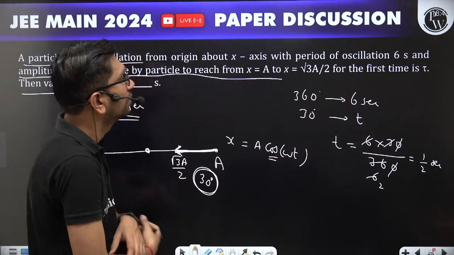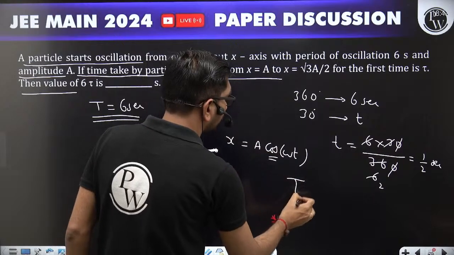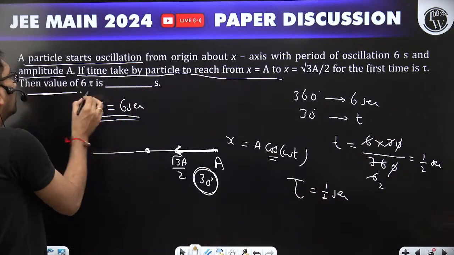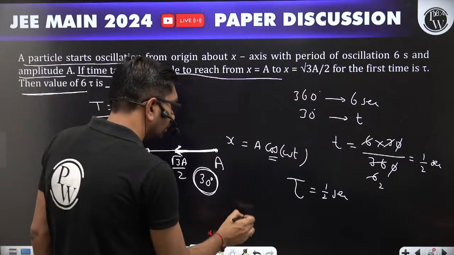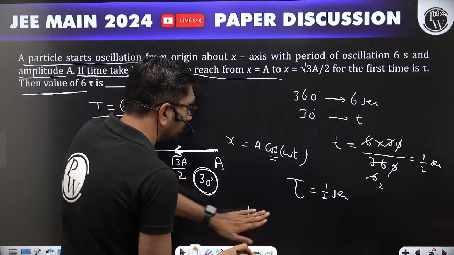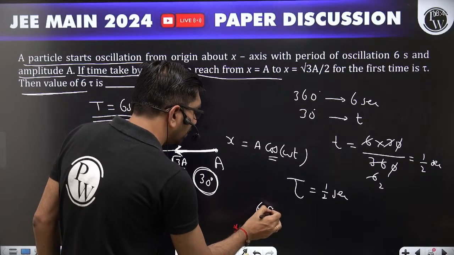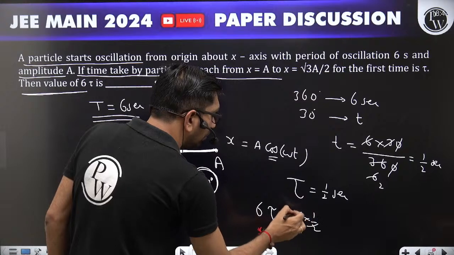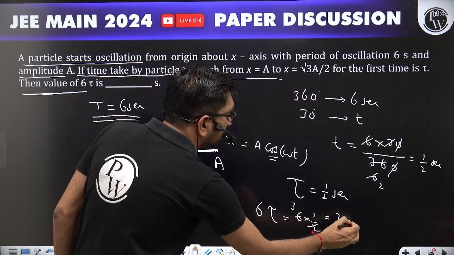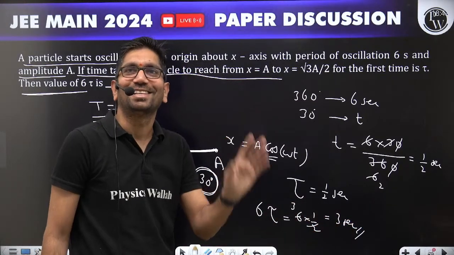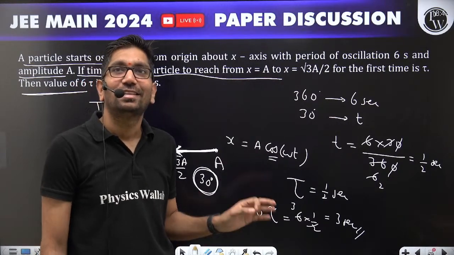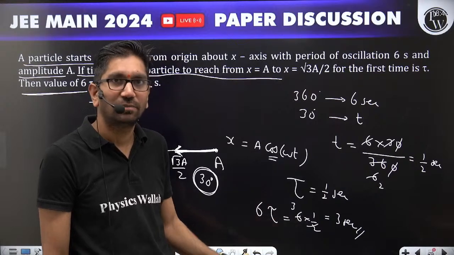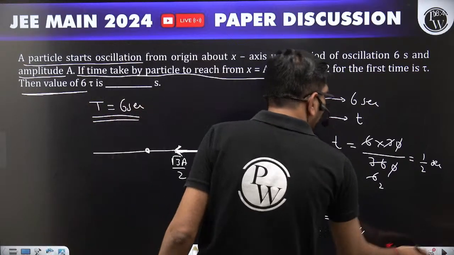So we got the tau value: half a second. Now what is he asking? The value of 6 tau, the time. 6 into 1 by 2 is 3. Finally, 3 seconds is the final answer. Is it clear for everyone? Very simple, no? Let us move toward the next question.